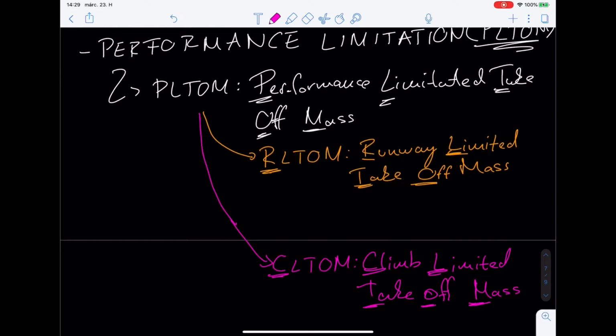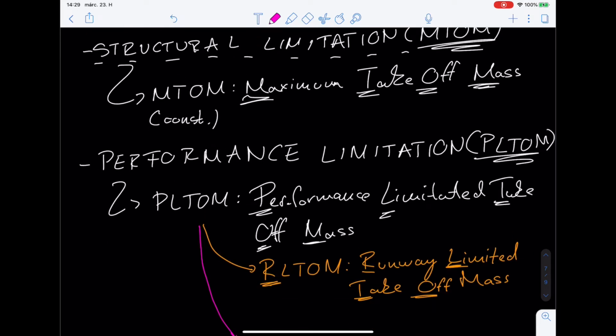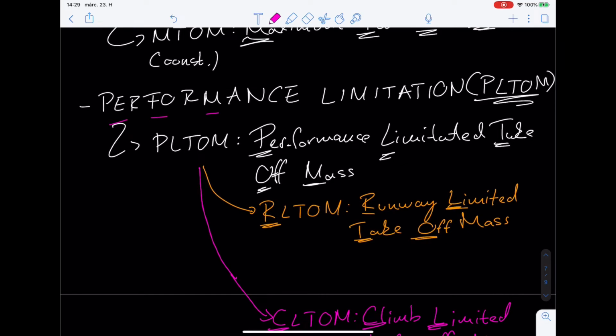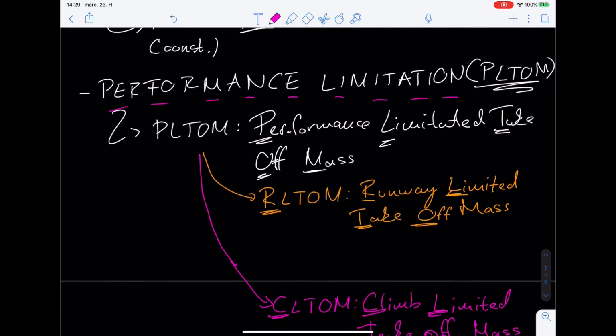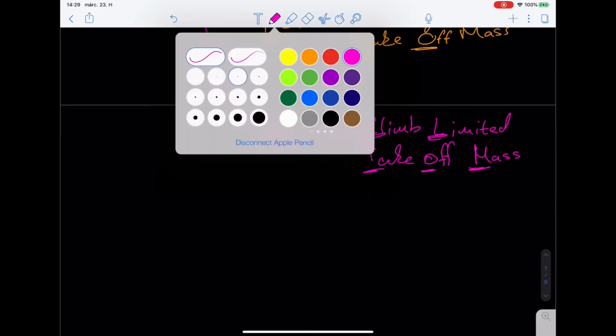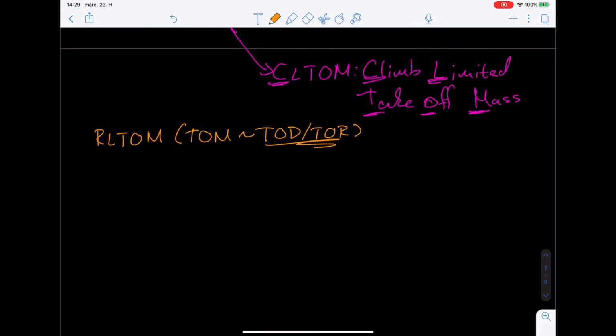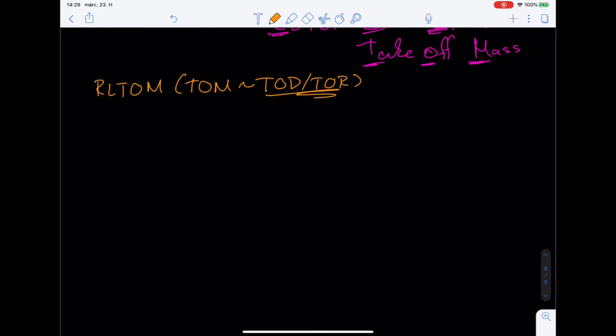Okay, so I think the structural limitation is fairly understandable. I won't elaborate on that, but the performance limitations, let's talk about that just a little bit. So the first one, runway limited takeoff mass. What is the correlation of the takeoff mass with, for example, the takeoff distance, takeoff run? Because essentially these two are what are going to give us the runway limited takeoff mass.